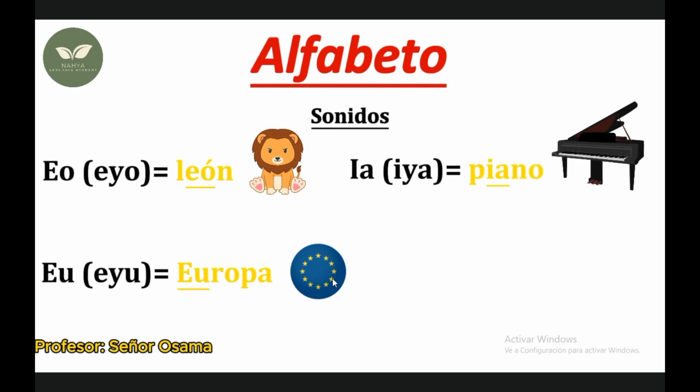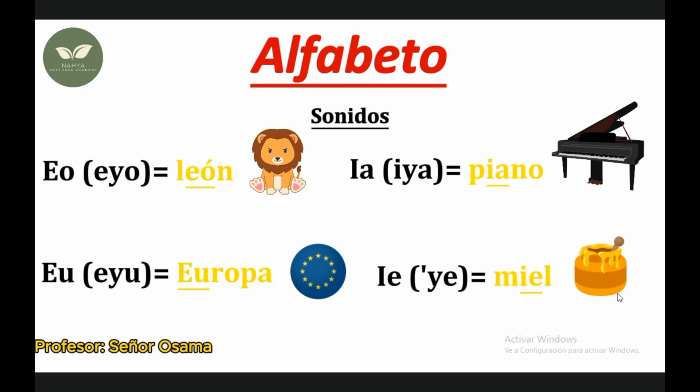Okay, so the next one is ia. Okay, ia. We can find it in the word piano. Piano, which means piano also in English. Okay, so the next one, here we have another sound. This sound is y. Okay, y. And we find it in the word miel. Miel, which means honey.